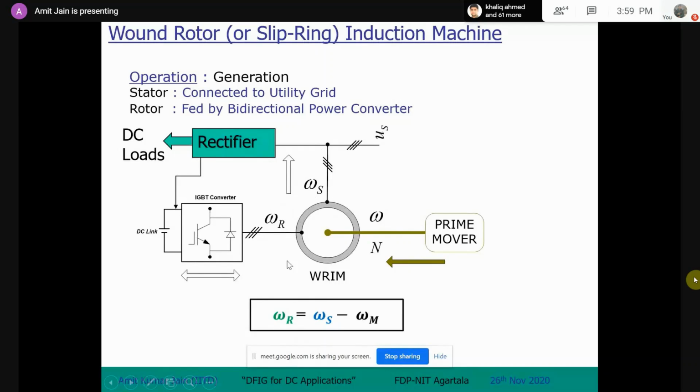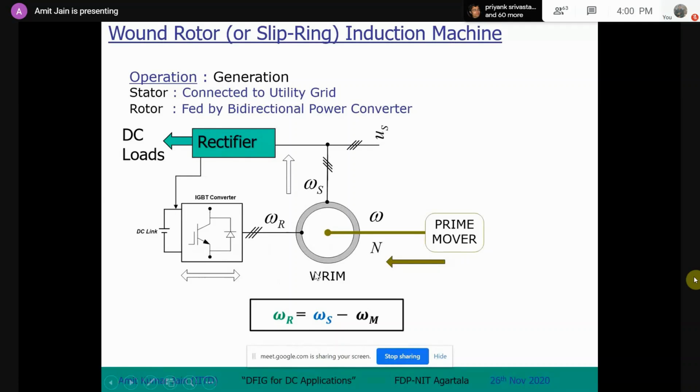So in that case, power is coming towards this machine. So what will actually happen? In one case, this is a bidirectional system. When omega r is positive, power will come back here, and when omega r is negative, power will go back here.